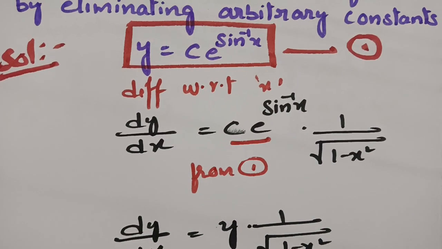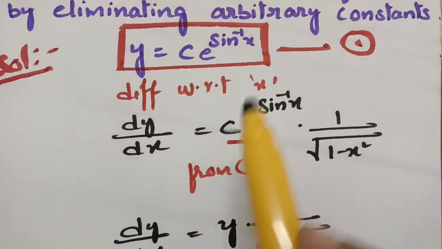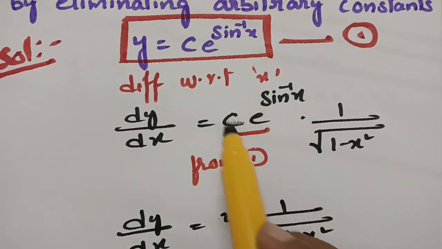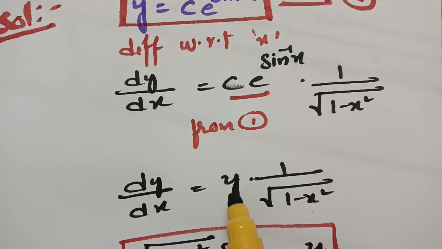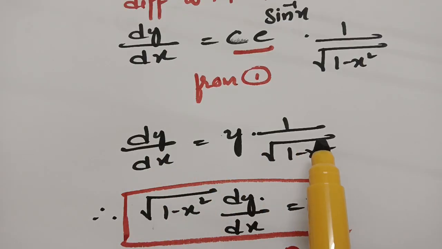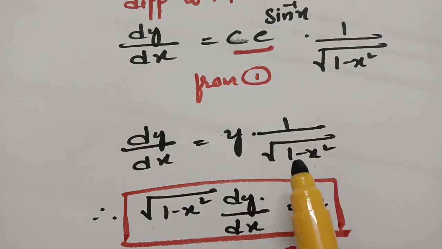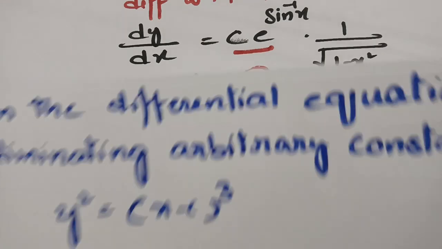So this is so simple. Two steps are there. We make a derivative, and after making the derivative, in place of this I replace y, and therefore there is no constant here, and dy by dx is also achieved. Therefore we can write this as root over 1 minus x square into dy by dx is equal to y. And here is the second question.